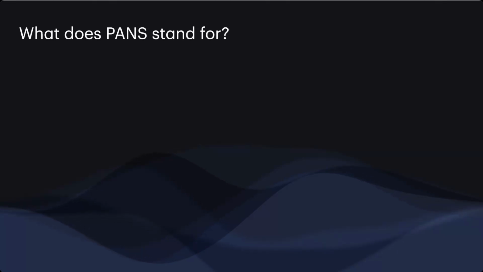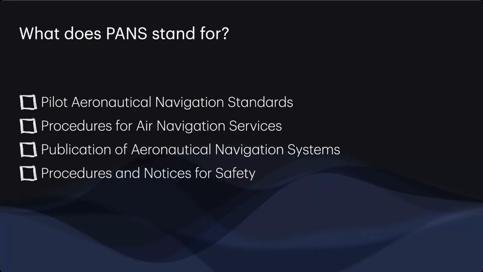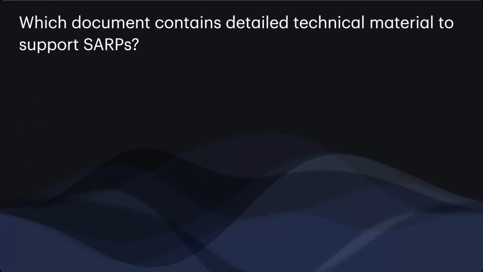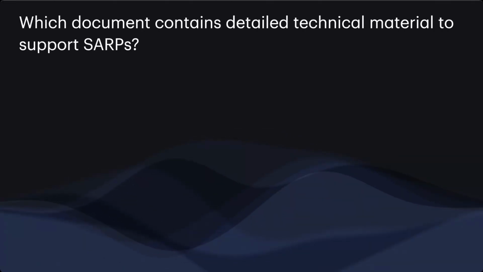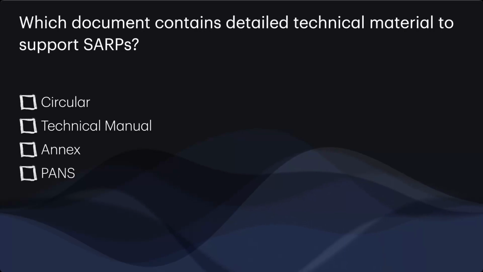What does PANS stand for? Again, this is a publication of the ICAO. Is it pilot or aeronautical navigation standards, procedures for air navigation services, publication of aeronautical navigation systems, or procedures and notices for safety? The correct answer is procedures for air navigation services. Next, which document contains detailed technical material to support the SARPs? Which document contains the details that are required to actually implement those standards and recommended practices? Is it the circulars, the technical manual, the annex, or the PANS? The correct answer is technical manual. Technical manuals are those documents which contain detailed information about the implementation of these standards and recommended practices.